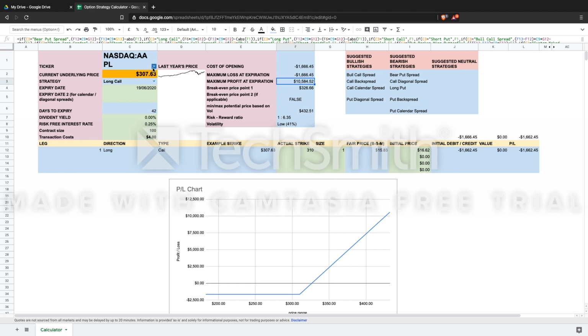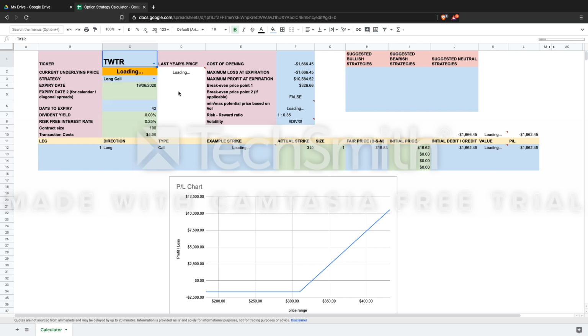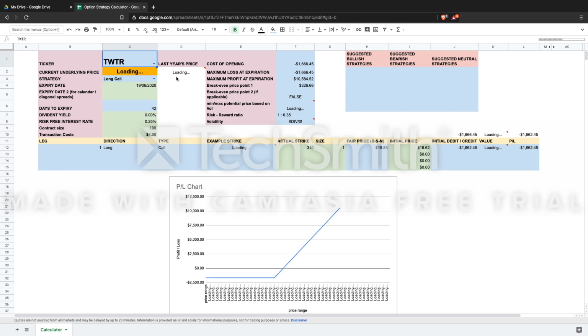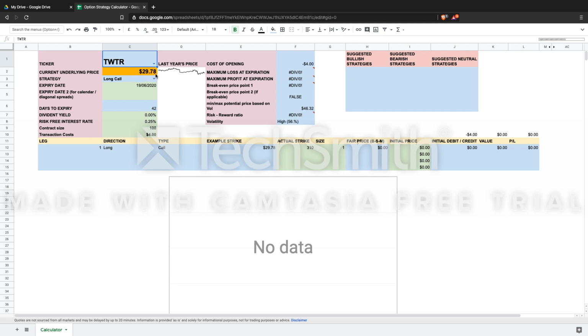Let's go and see another example. So let's select Twitter. And you will see here that when we select a new stock, you need to wait a little while so that the pricing data loads. This is a feed that comes from Google Finance, so it takes a little bit to populate all the data.